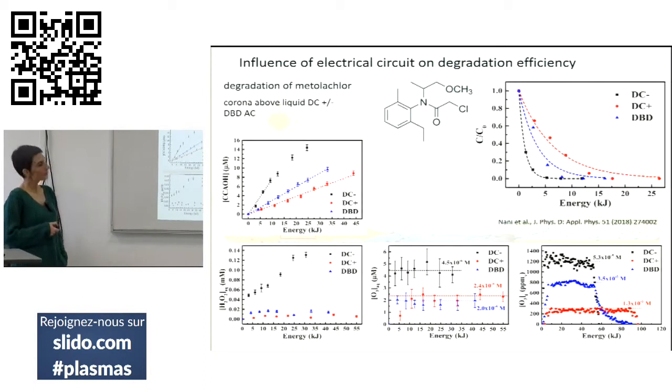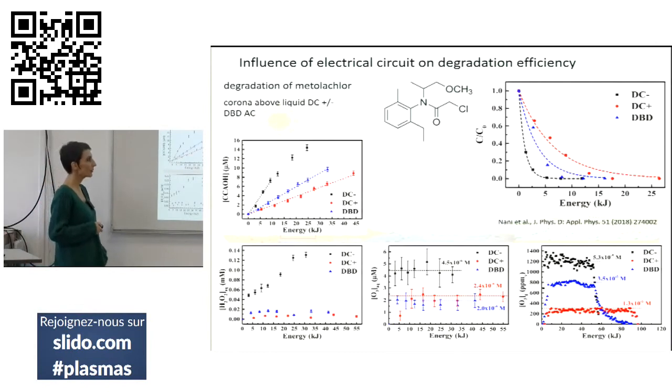And these results have been compared and have been explained, in fact, by the more efficient generation of reactive species with this electrical circuit. You see here the concentration of OH radicals, of hydrogen peroxide, of ozone in the liquid and in the gas phase. And in all cases, the reactive species concentrations are higher in the negative DC corona than in the other configurations.